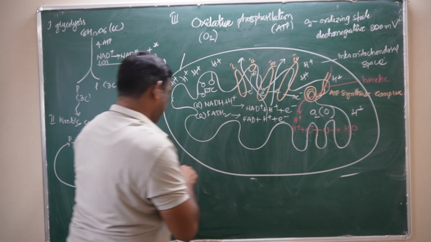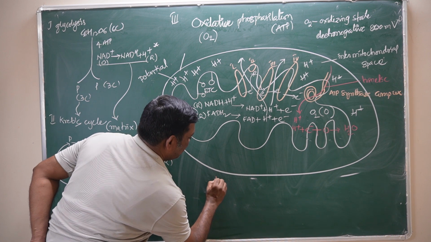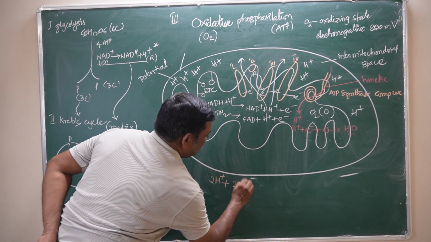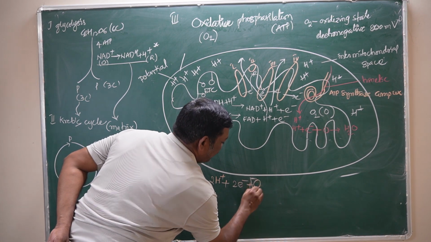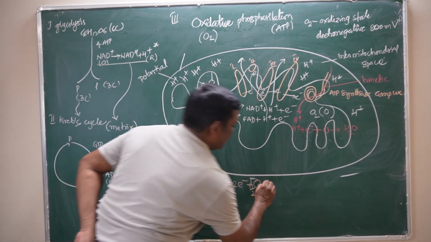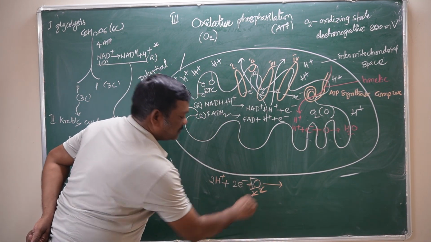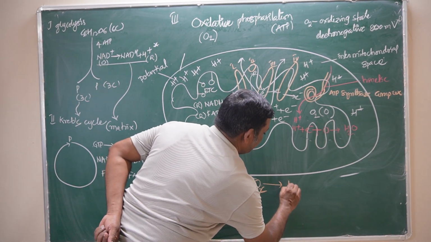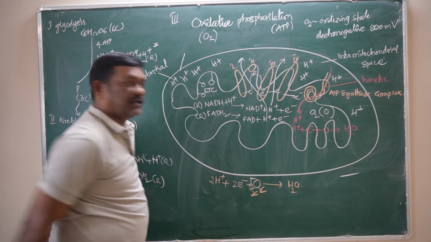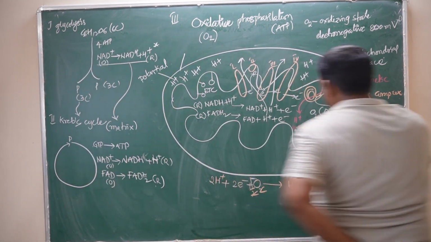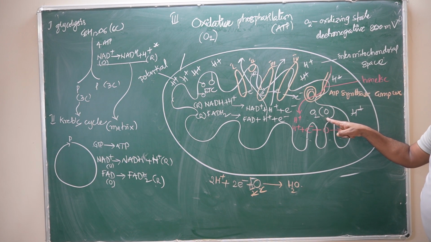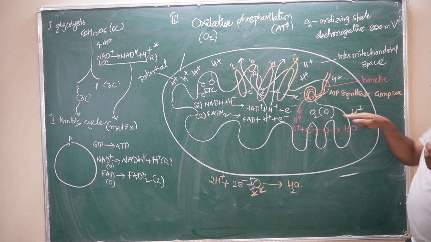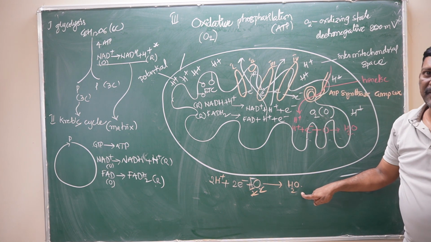Here I can write the equation: 2H plus, plus 2 electrons, plus 1/2 O2. The 2 and the 1/2 O2 cancel, and it forms one water molecule. Here the high oxidizing agent, oxygen, is grabbing the electrons, pulling the electrons from the electron transport chain towards it, and forming water molecules.